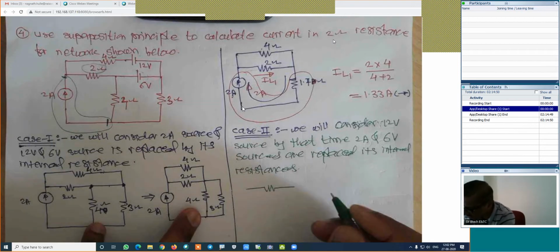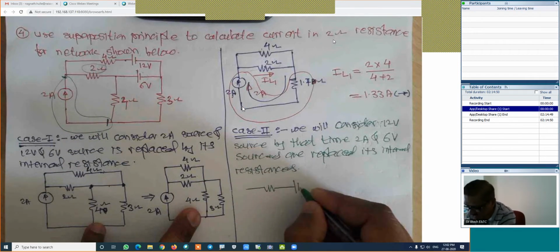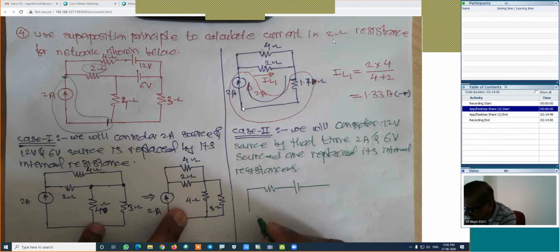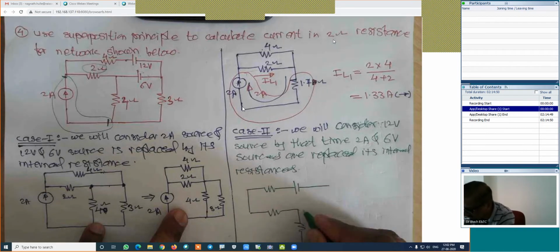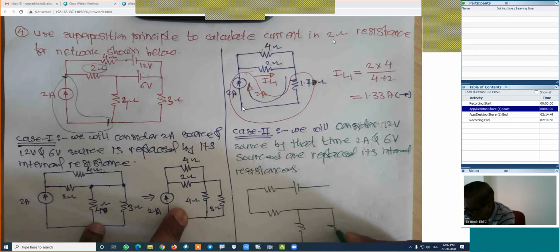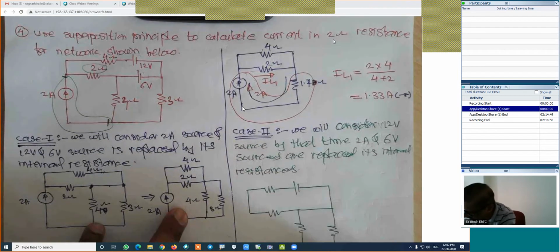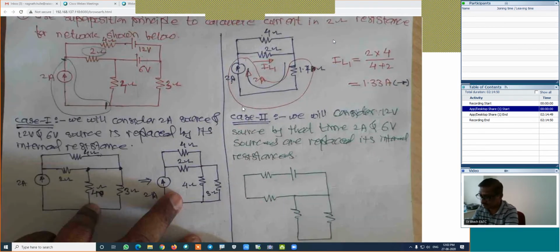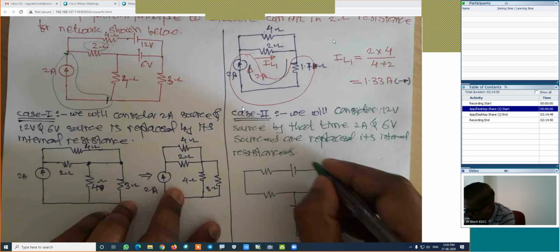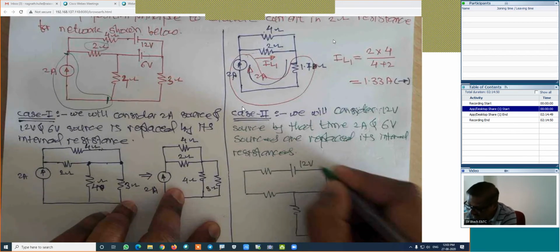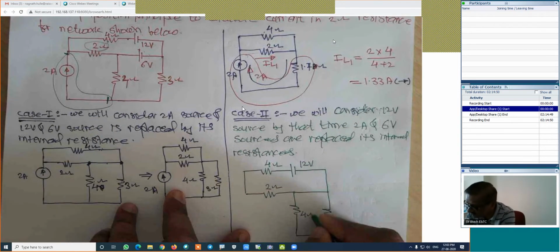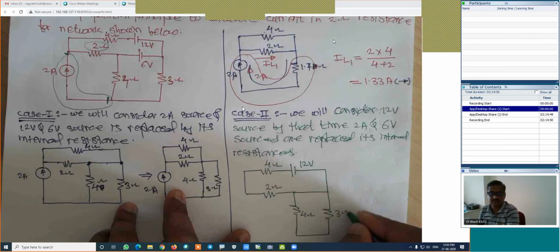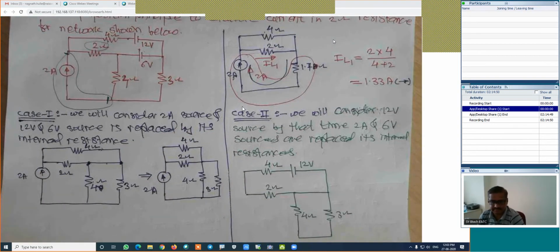We have considered the 12 volt source. Is it right? This figure will be something like this. This is the figure. Is it right? This is 12 volt. This is 4 ohm. This is 2 ohm. This is 4 ohm. This is 3 ohm. Are you getting me? Yes or no?